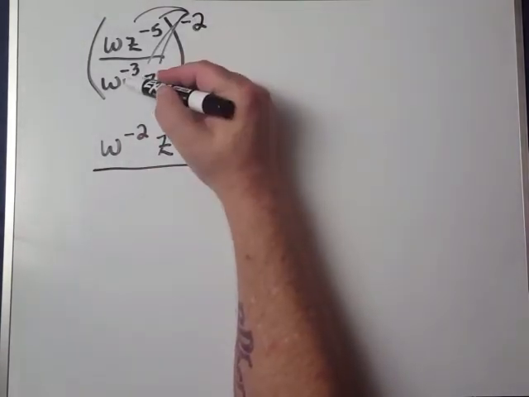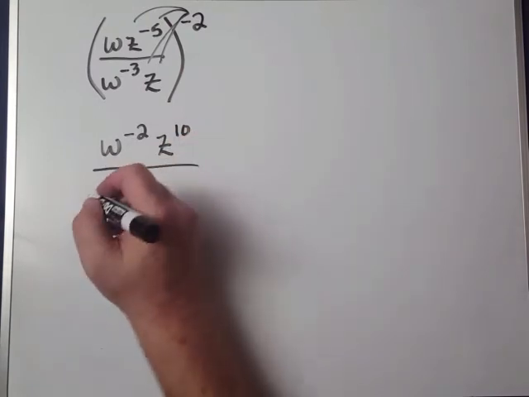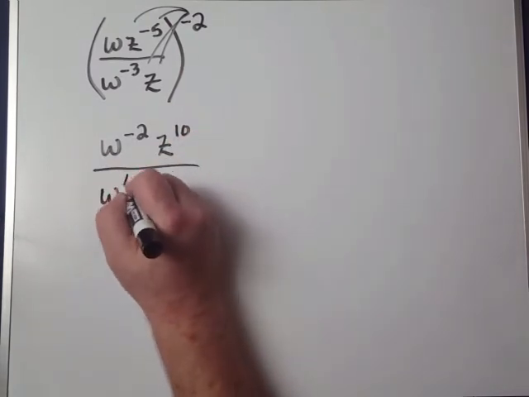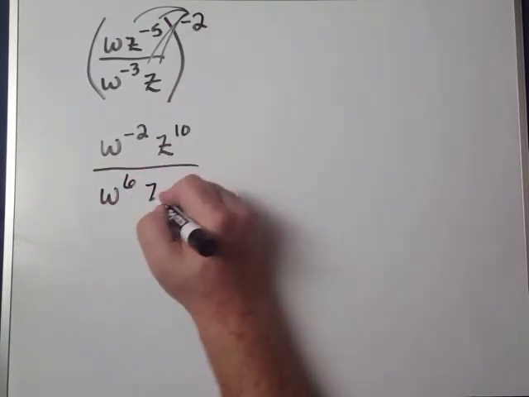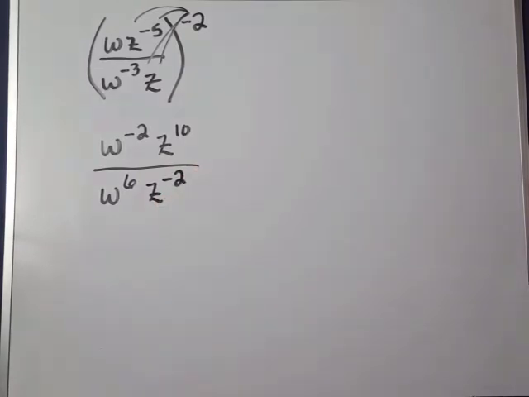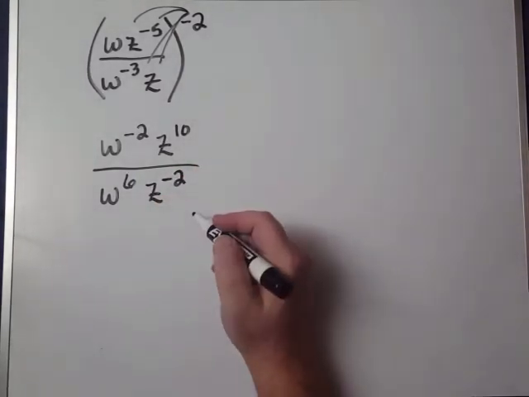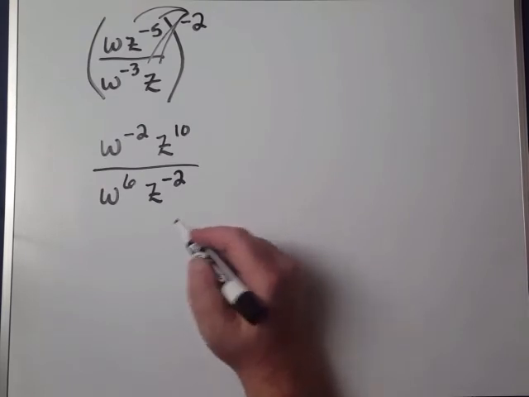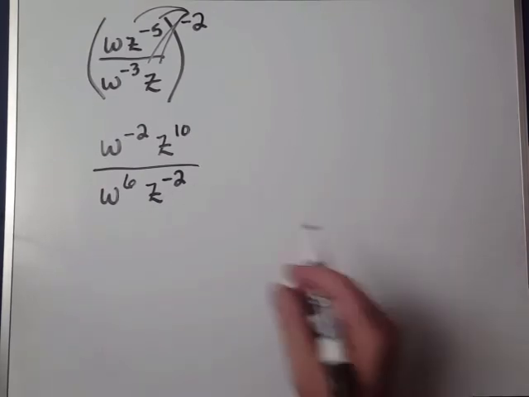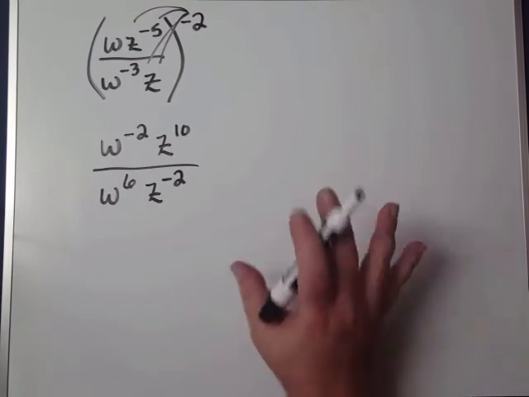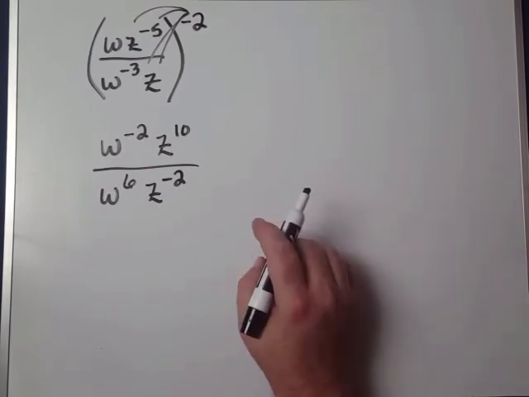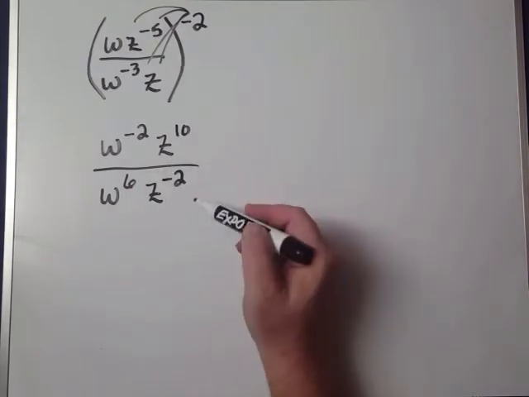As I bring it in on the bottom, W to the negative 3 to the negative 2, that's W to the positive 6, and a Z to the negative 2. I think this is the cleanest way to start this problem. Not the only way, and we could have worked those other ways. We would still get the same answer so long as we don't break the rules.